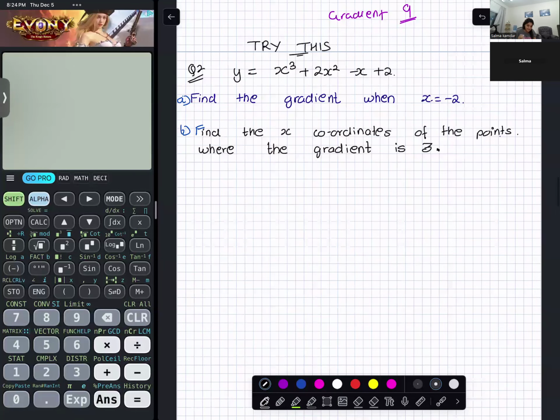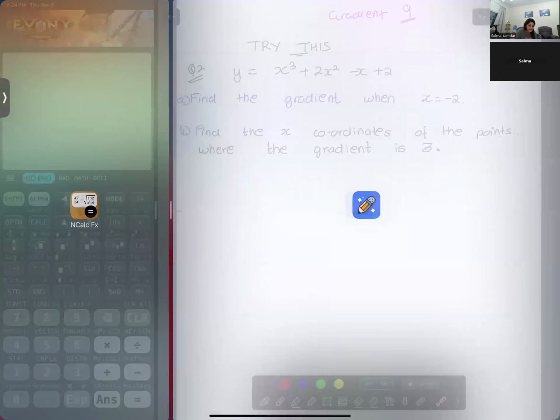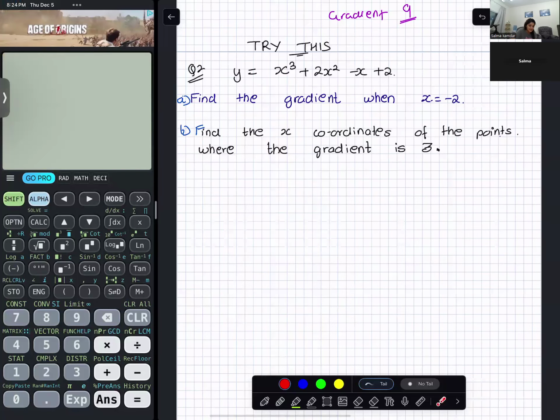Now let's look at an exam style question, but we will use the calculator to work this out. We have our equation y equals x cubed plus 2x squared minus x plus 2. I need to find the gradient at the point x equals minus 2.